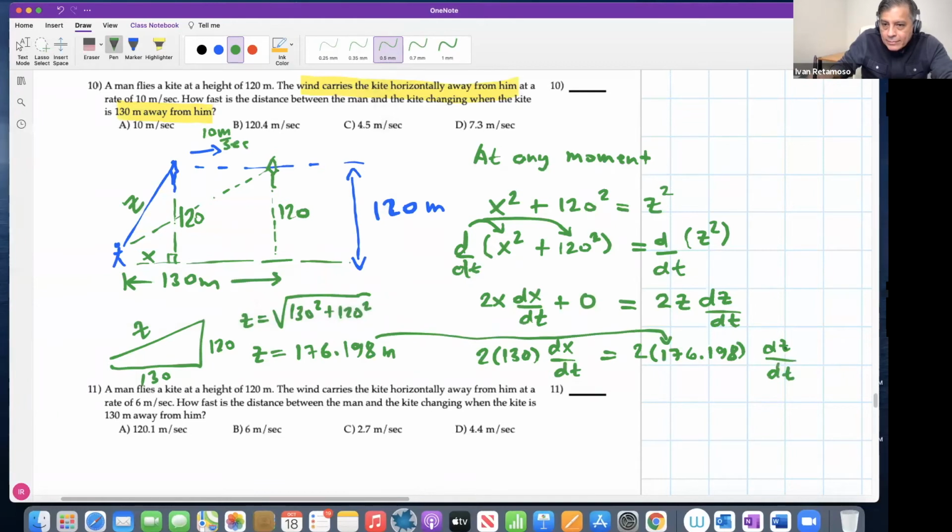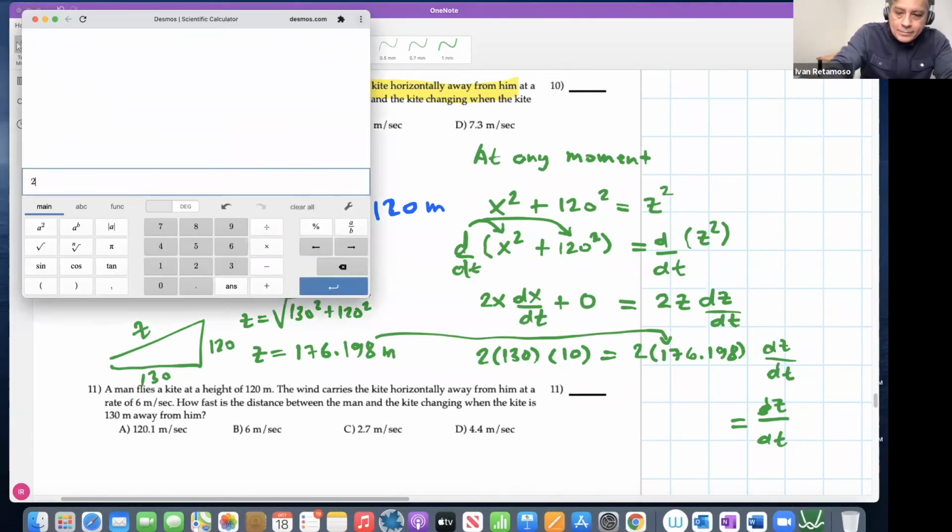So this one is what we have to find out. The horizontal distance is changing at 10 meters per second. So dx/dt, the variation of the horizontal distance with respect to time, is just 10. I'm taking this as positive because notice it's growing over time. So in the end, dz/dt will be what? We just have to divide this into this. So let's take the calculator and do that together.